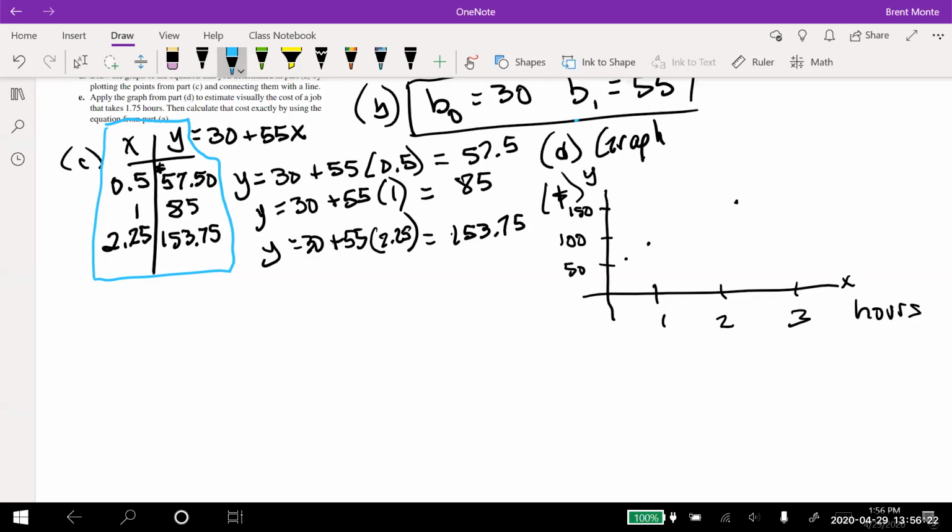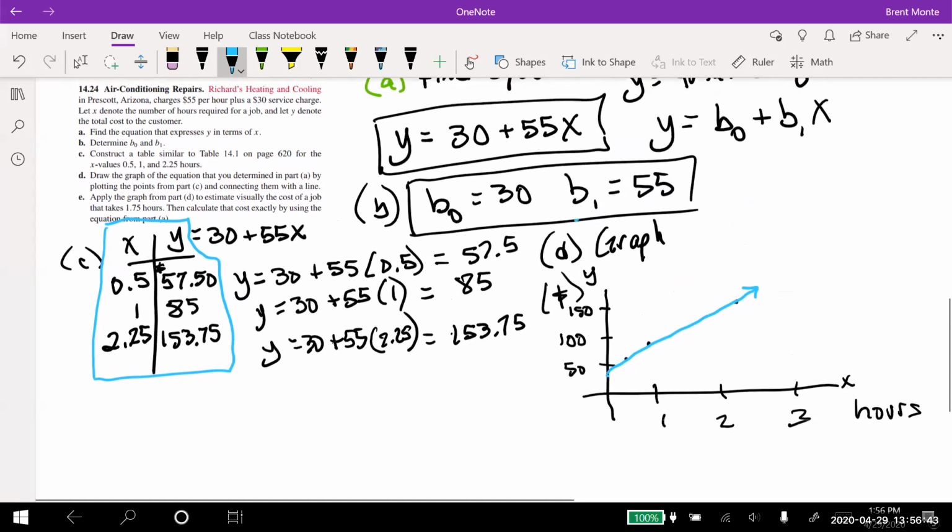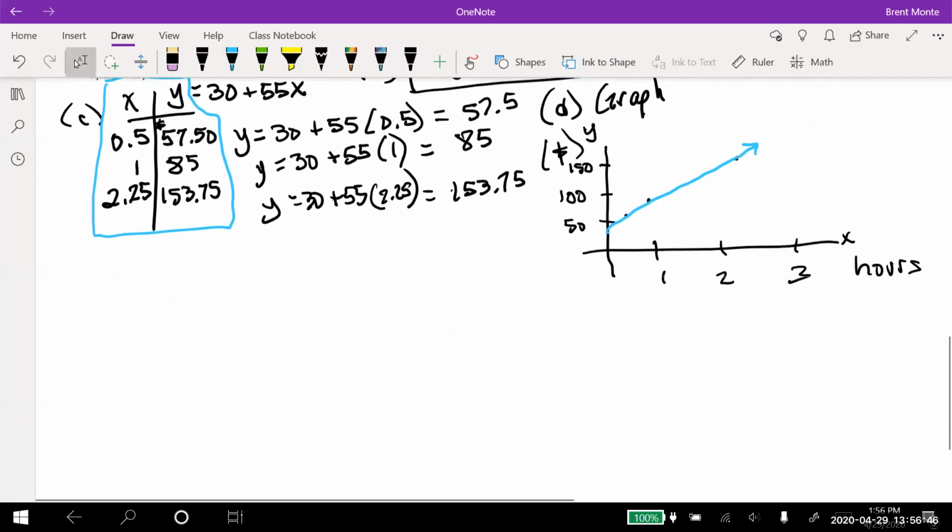And notice this line connects all these places. Now remember, the y-intercept was 30. If I had a dot right there at 30, that's where I would start. And the line goes something like this. That's going to be the graph of the total charge for coming in to fix the air conditioner. Okay, and look to see what we were fixing. So that's the idea. But any point on that line represents a combination of how many hours the repair person was there and how much the charge was.